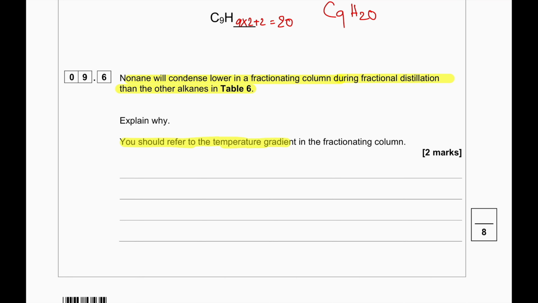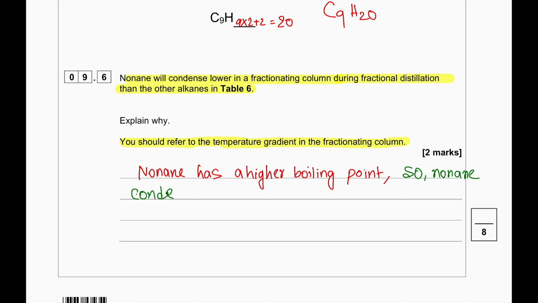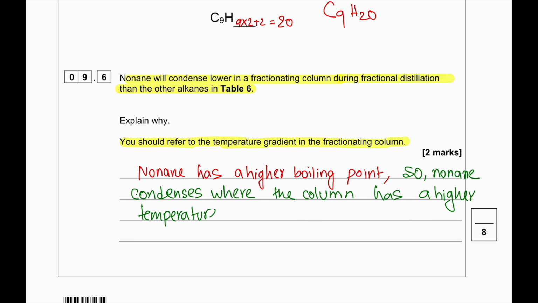Nonane will condense lower in a fractionating column during the fractional distillation than the alkanes in table 6. You should refer to the temperature gradient in the fractionating column. Nonane has a higher boiling point, so nonane condenses where the column has a higher temperature. So as a result, it will condense sooner.